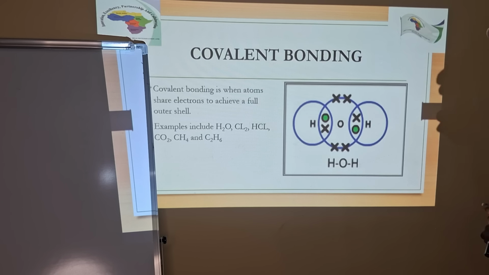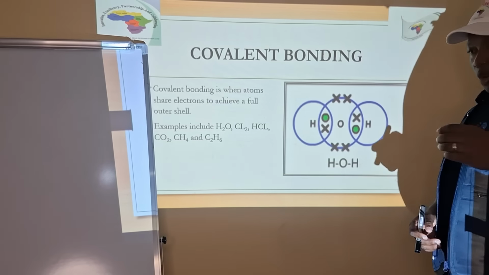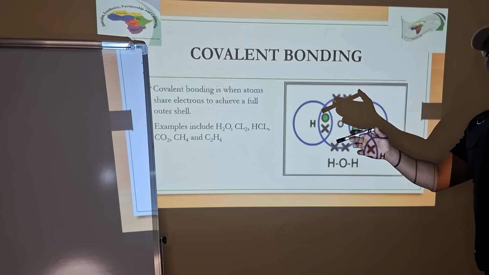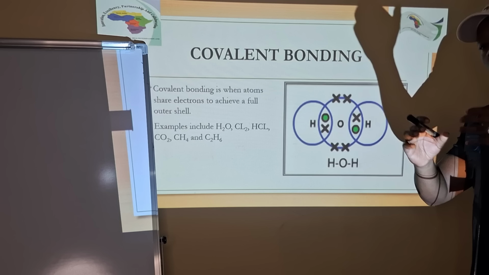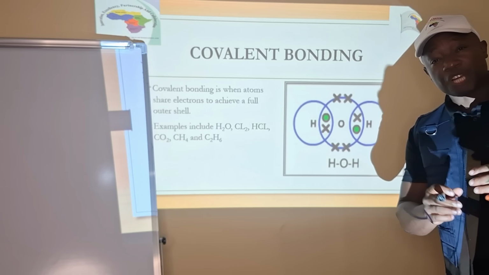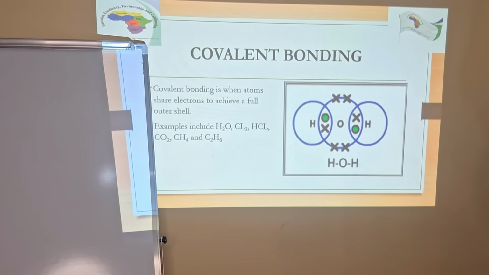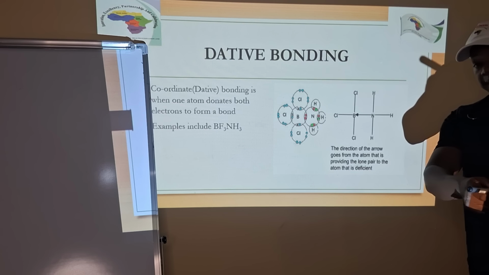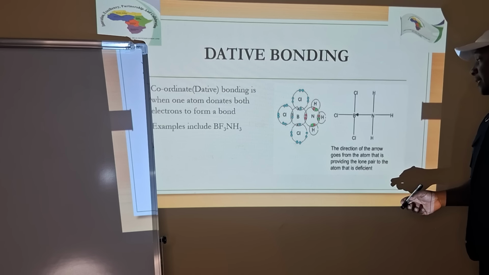However, we have another type of covalent bonding which is called dative or coordinate bonding. In dative or coordinate bonding, we have one atom contributing all the electrons which are shared in the covalent bond. So coordinate or dative bonding is exemplified by the structure of boron trifluoride and ammonia. Also boron trichloride and ammonia. So I will use the illustration of boron trichloride and ammonia here.